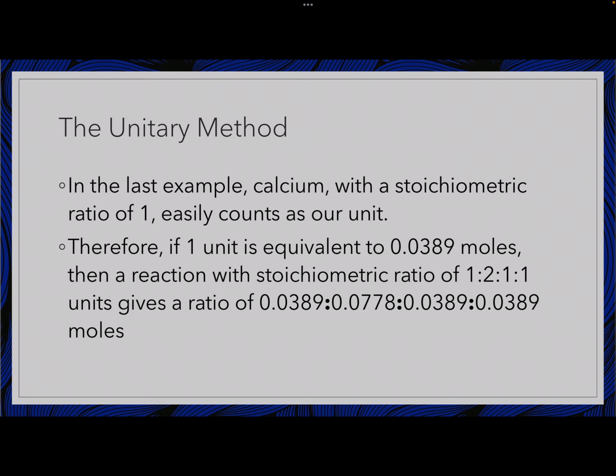If instead 1 unit was equivalent to 0.0389 moles, then the reaction with a stoichiometric ratio of 1 to 2 to 1 to 1 gives us 0.0389 to 0.0778 to 0.0389 to 0.0389. It basically means if we start off with 0.0389 moles of calcium, it's going to need to react with 0.0778 moles of hydrochloric acid to produce 0.0389 moles of calcium chloride and 0.0389 moles of hydrogen gas.